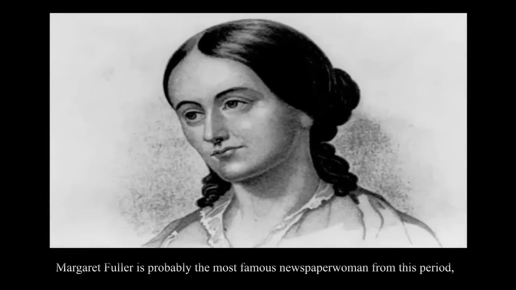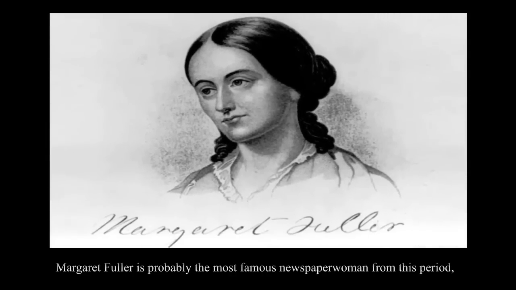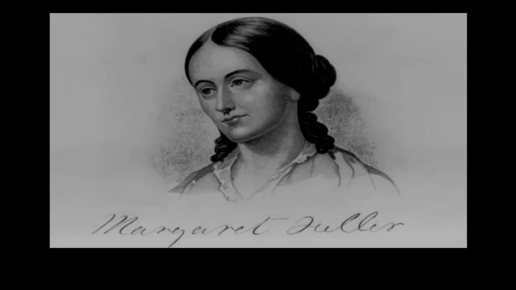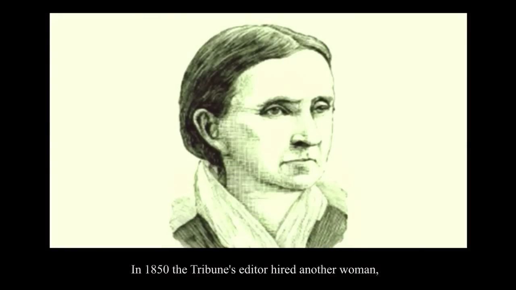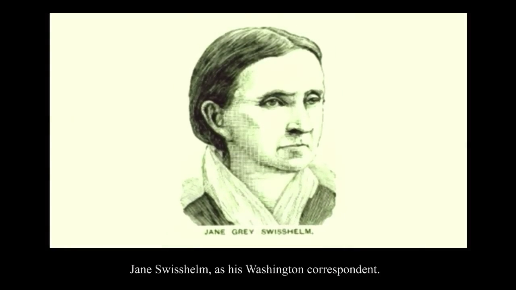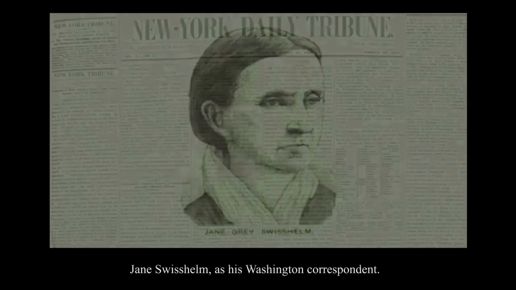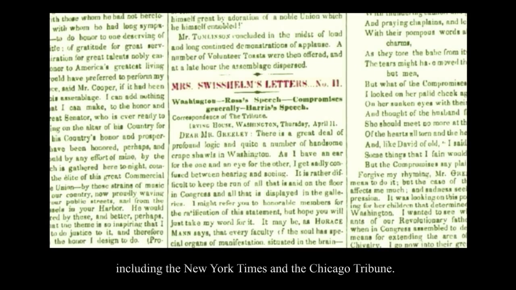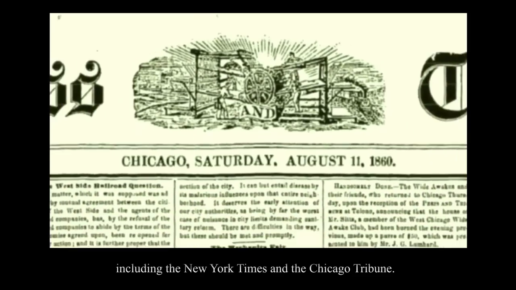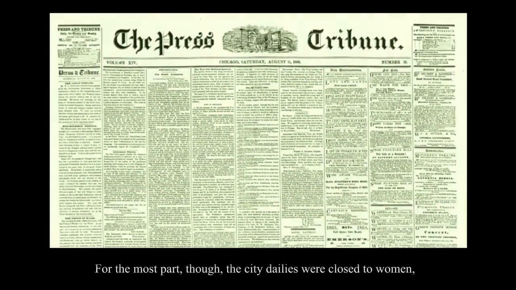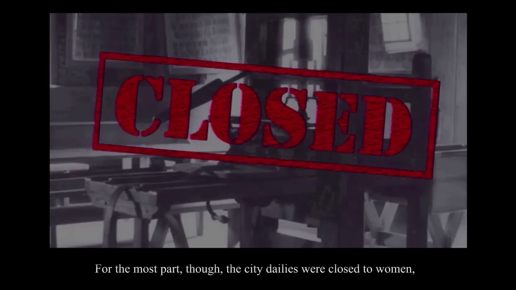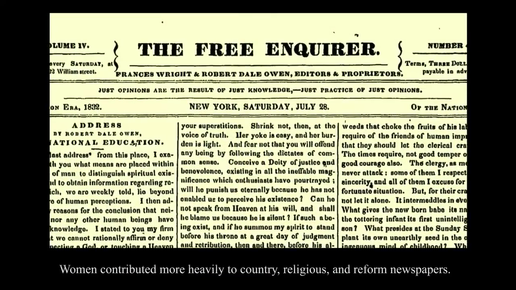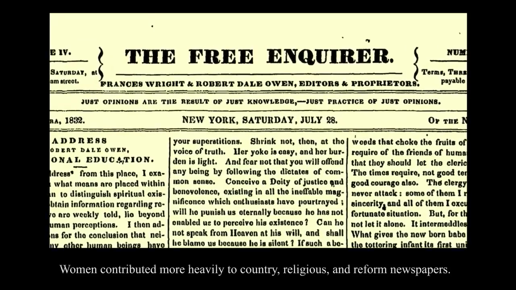Margaret Fuller is probably the most famous newspaper woman from this period, serving as a correspondent for the New York Tribune. In 1850, the Tribune's editor hired another woman, Jane Swisshelm, as his Washington correspondent. During her career, Swisshelm was published in many newspapers, including the New York Times and the Chicago Tribune. For the most part, though, the city dailies were closed to women, especially on the printing side. Women contributed more heavily to country, religious, and reform newspapers.